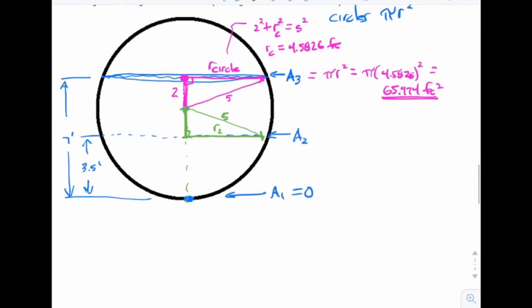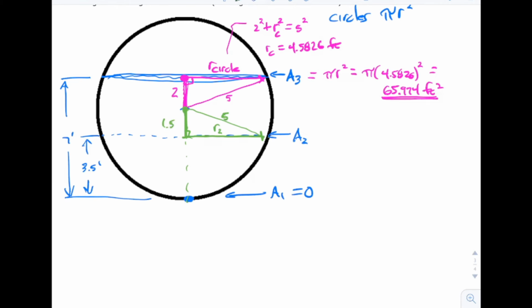Can you tell me how big this side is? Well, let's see now here. It's 5 feet to get all the way to here, but this much is 3.5 feet, so that leaves 1.5 feet for right there. So that's 1.5 feet.